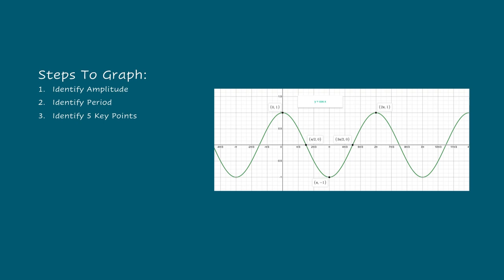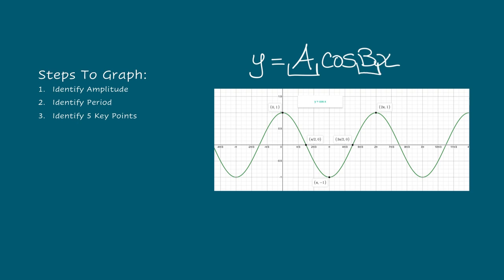The function is written, remember, as y equals a cosine bx. And in order to find our amplitude, we're going to look at our value of a, and in order to identify our period, we're going to look at our value of b.